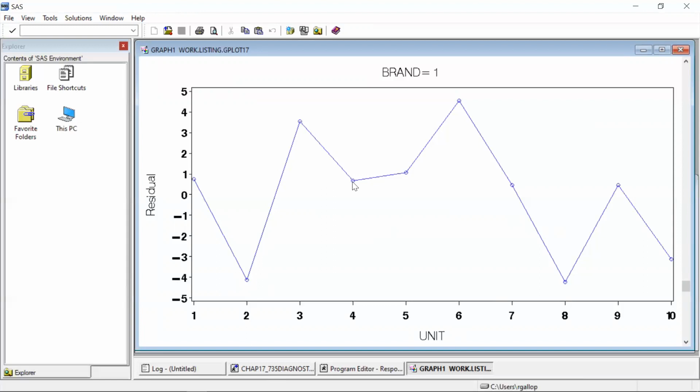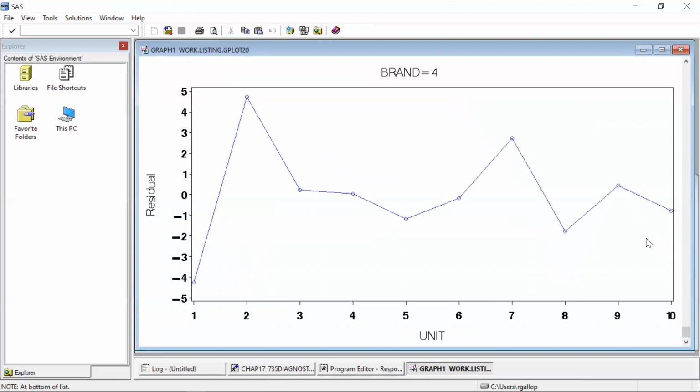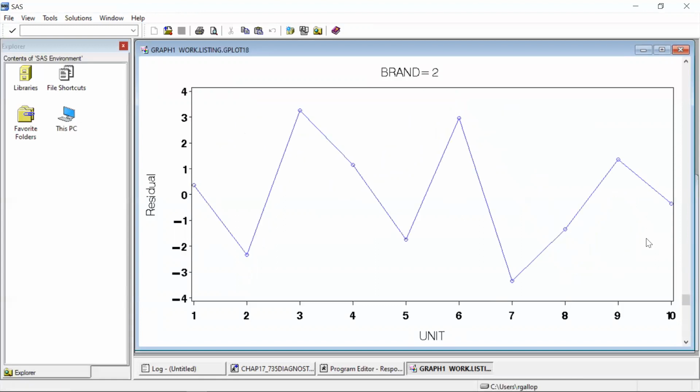Here we get a break of it. Well, I guess it goes a little high, then low, low, high, low. So I'm not thinking that there's necessarily a significant autocorrelation within brand 1. We go to brand 2. Almost looks like we've got this sawtooth pattern here, except this and this break the string.